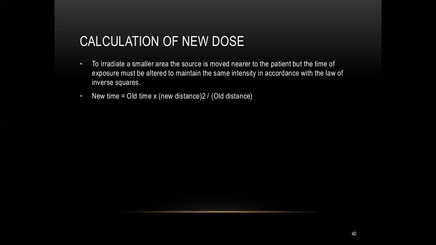The calculation of new dose is to irradiate a smaller area. The source is nearer to the patient, but the time of exposure must be altered to maintain the same intensity in accordance with the law of inverse squares. The new time is the old time times the new distance over the old distance.